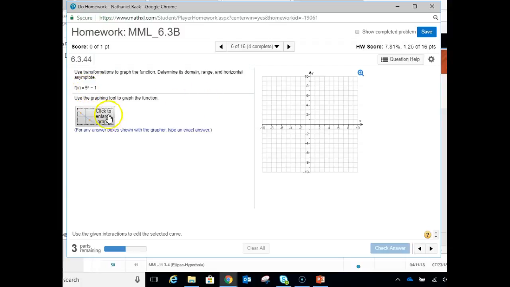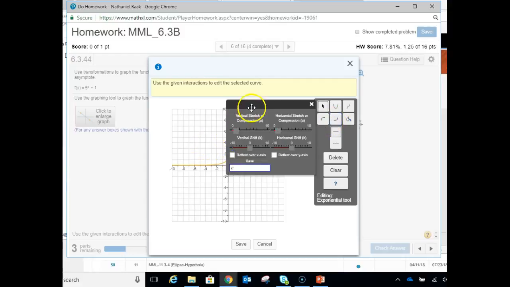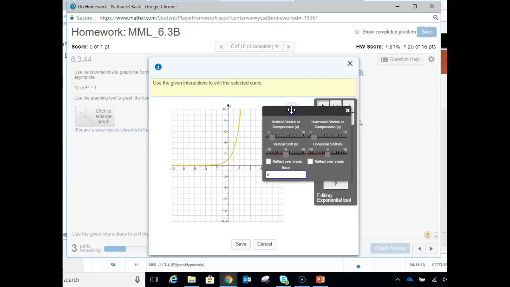When I go to graph it, I'm just going to click on this, click to enlarge graph, and then I can still see over here the function that I'm trying to graph. I know it's an exponential, so I know it's going to look something like this here. I click on that. That's what I'm hoping to graph, an exponential. And then you can click anywhere inside the graph area, and this is going to come up here.